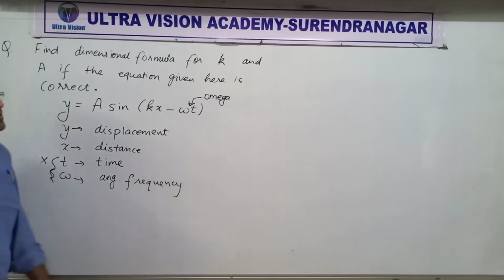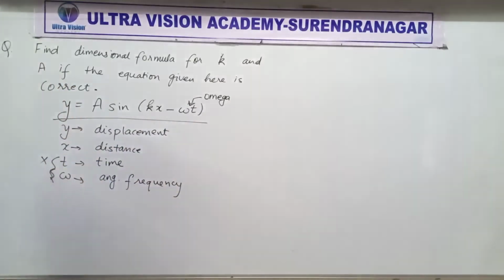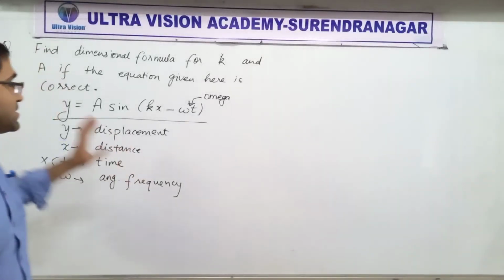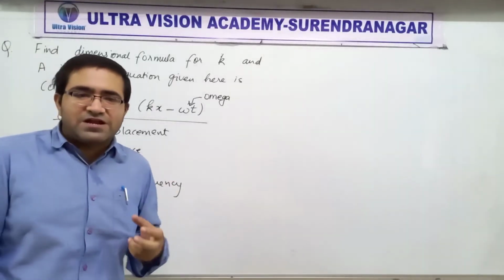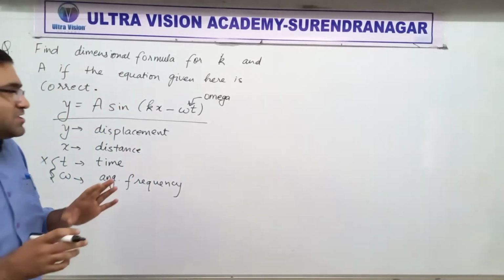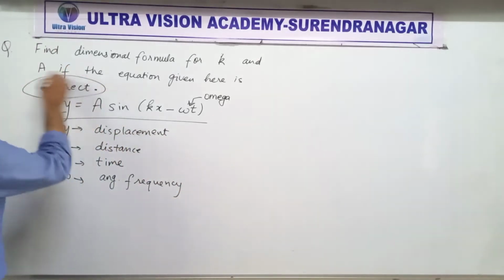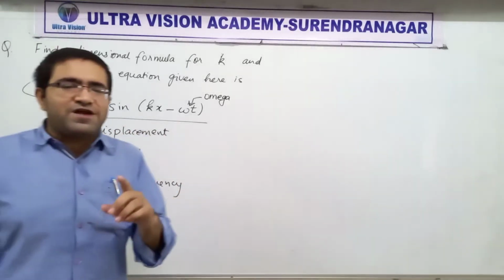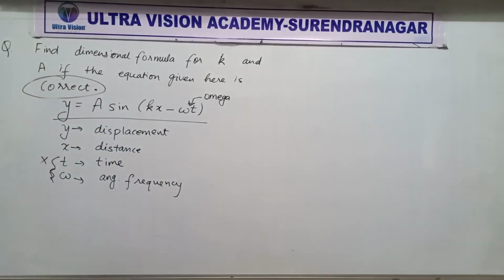So let's begin. It's given to us that here's the equation and these are its terms, and we know that this equation is actually correct. Now if the equation is correct, then definitely it should follow all the rules of dimensions. Is it clear what I'm saying? It should follow all the rules of dimensions.